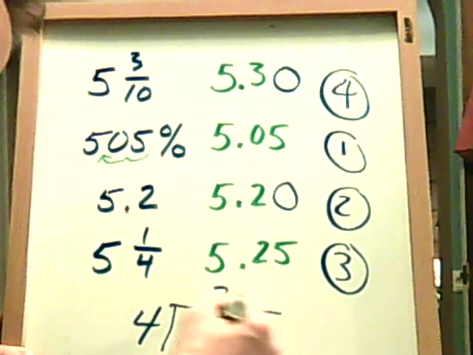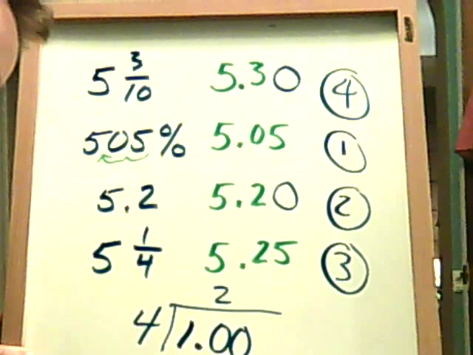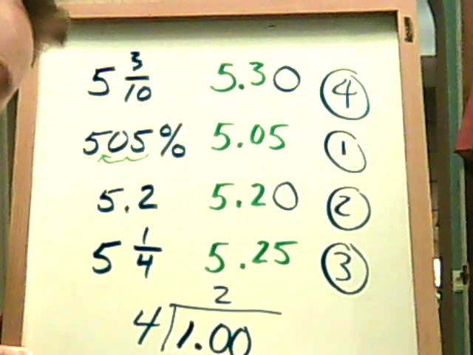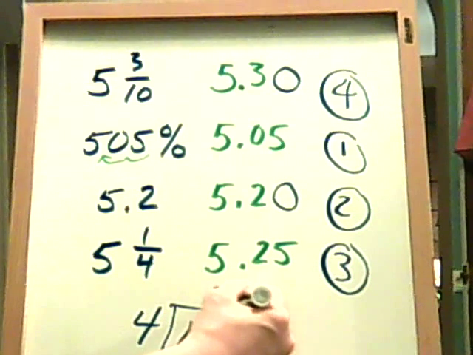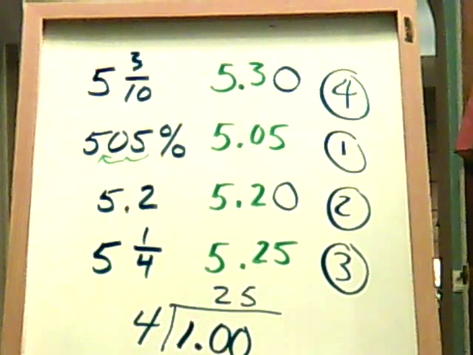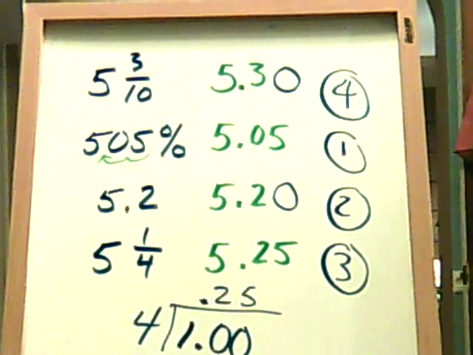It goes 2 times. 4 times 2 is 8. You subtract, you get 20. And then you do 5. 5 times 4 is 20. 0. And the decimal point comes straight up, so you get 0.25 again that way as well.